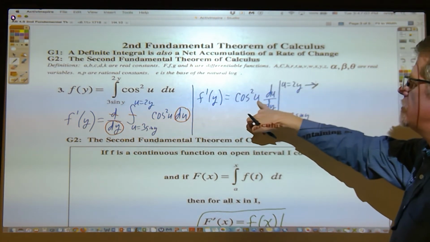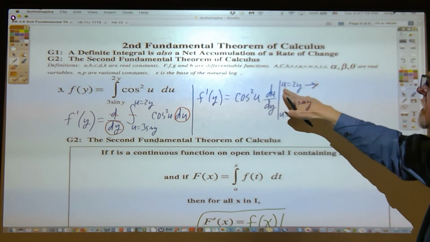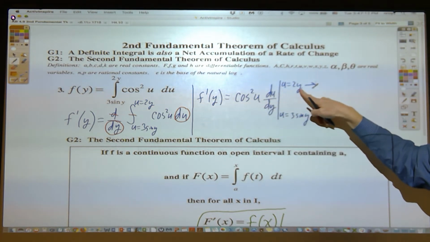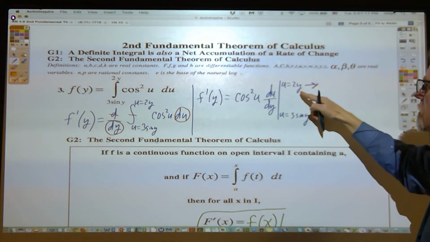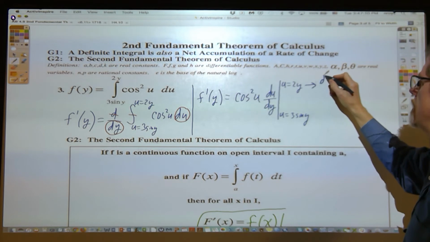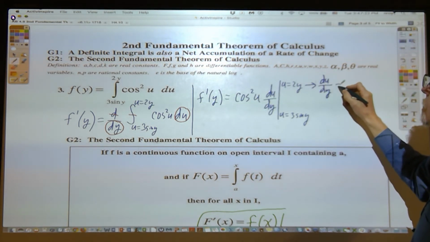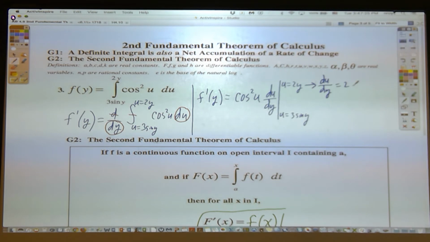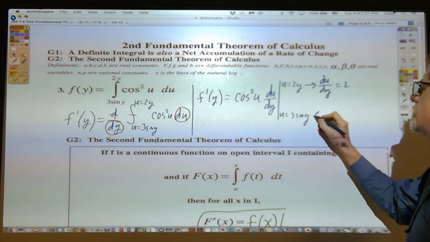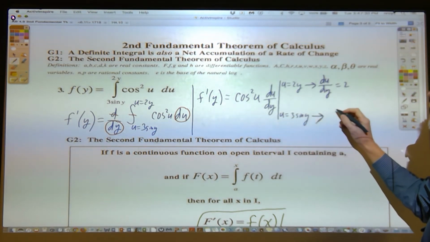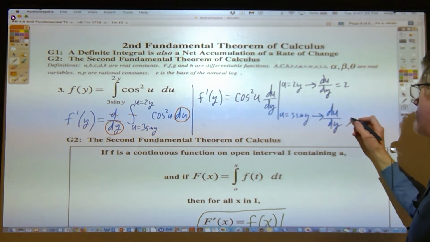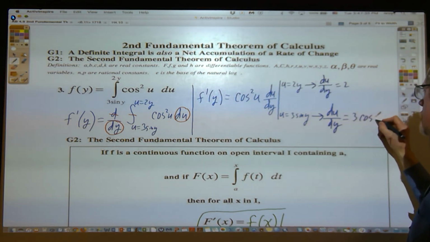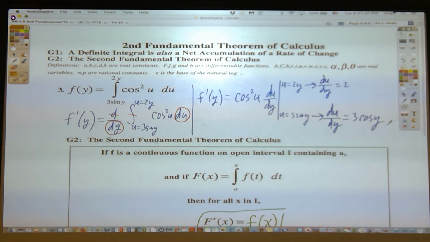I need not only a value of u, but a value of du dy. So let's differentiate both sides of this equation with respect to y. du dy equals 2. So please write du dy equals 2. If u is 2y, then du dy is 2. Then try this one on your own. If u is 3 sine y, then what would du dy be? Just differentiate with respect to y. Okay, I get 3 cosine y.